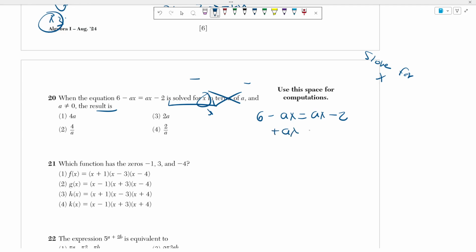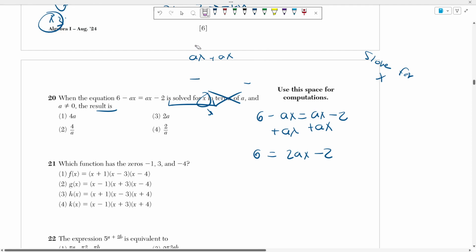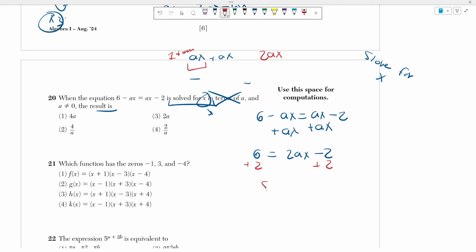Let's add ax on both sides, and we'll get 6 is equal to 2ax minus 2. Remember that ax plus ax is not equal to 2a 2x, right? All of ax is just one term. So you're adding that one term to itself 2 times, which is the same thing as saying 2 times ax, right? So now I want to add 2 on both sides. I get that 8 is equal to 2 times a times x.